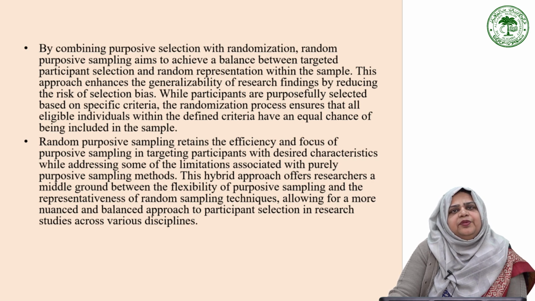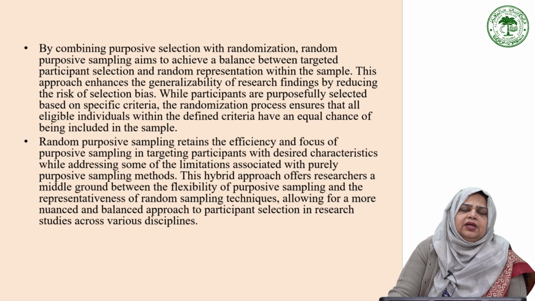Overall, we can say that random purposive sampling offers a valuable approach to participant selection in research studies. It strikes a balance between the targeted nature of purposive sampling and the inclusivity of random sampling, allowing researchers to gather rich and diverse data while maintaining the rigor of their study design. By reducing bias and increasing the representativeness of the sample, this method enhances the validity and reliability of research findings. So, researchers across various fields can benefit from implementing random purposive sampling in their studies.